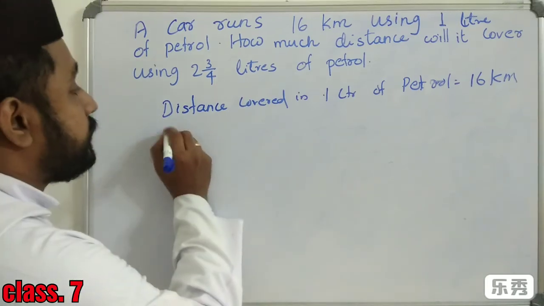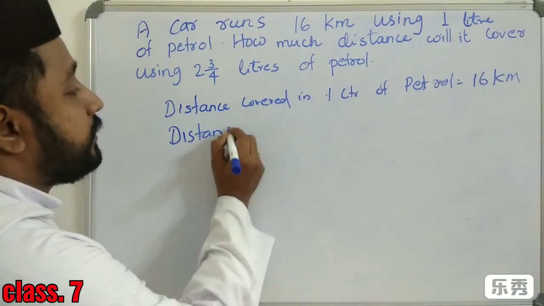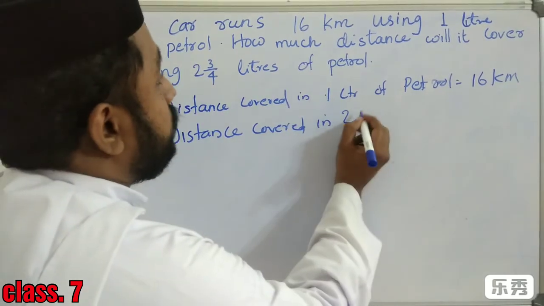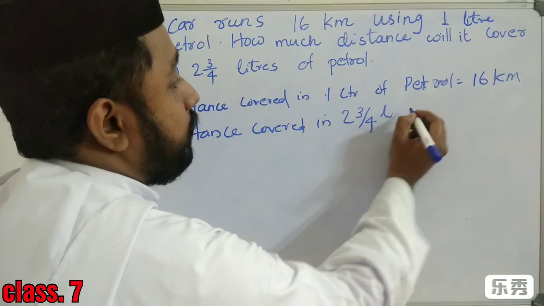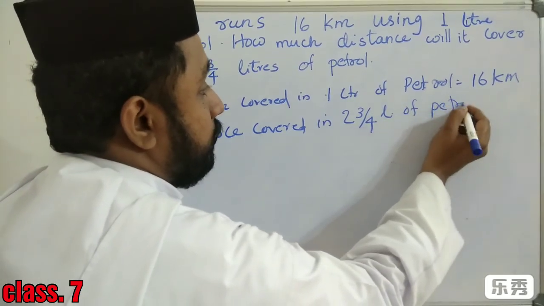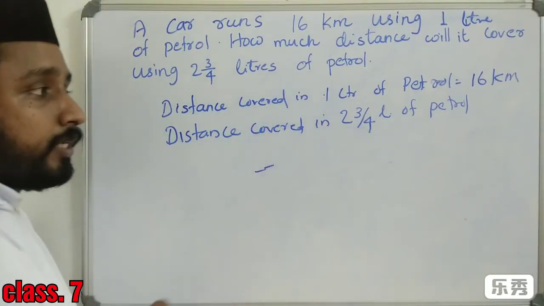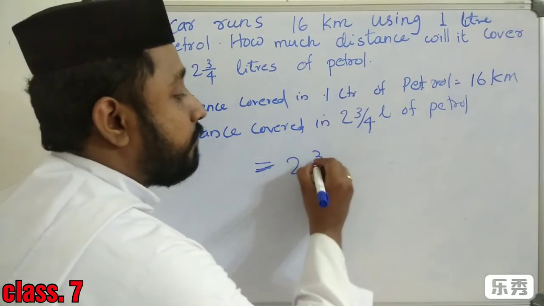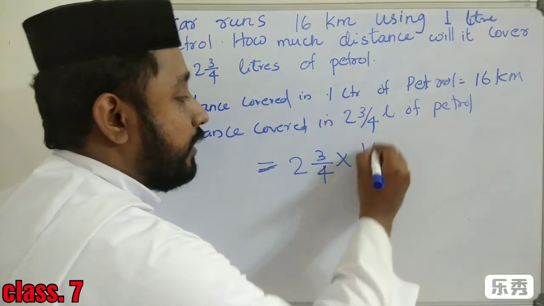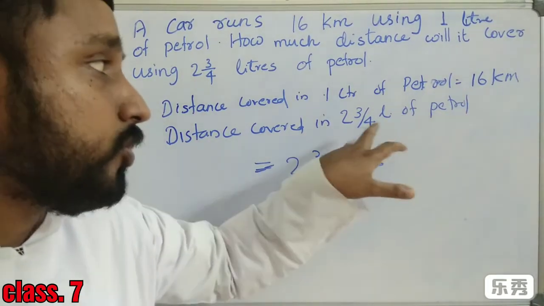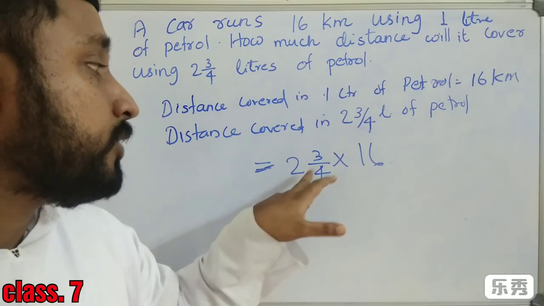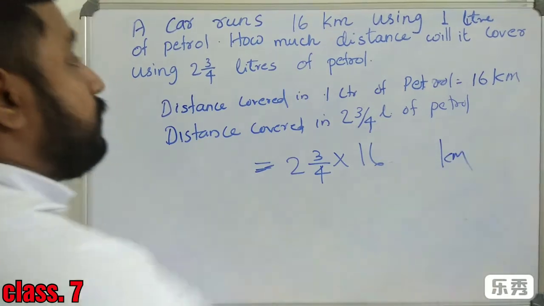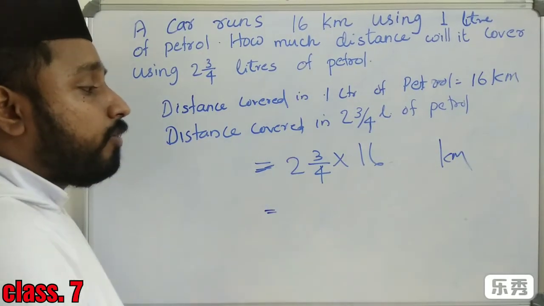So the distance covered in 2 3 by 4 liters of petrol is equal to, in 1 liter 60 km. So 2 3 by 4 liters means 2 3 by 4 into 60. In 1 liter of petrol, 60 km. So for 2 3 by 4 liters of petrol, the distance is 2 3 by 4 into 60 kilometers.